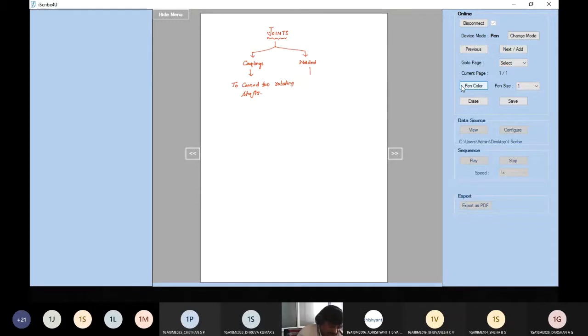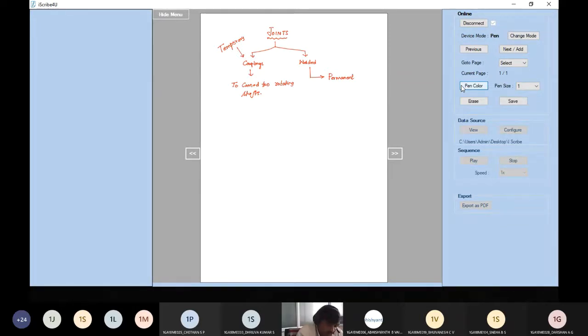Now, when I talk about welded joints, it is a permanent process. We call this a permanent joint. Couplings are called temporary joints. Temporary joints means they can be easily removed. Here, in the welded joint, the two base metals cannot be removed.